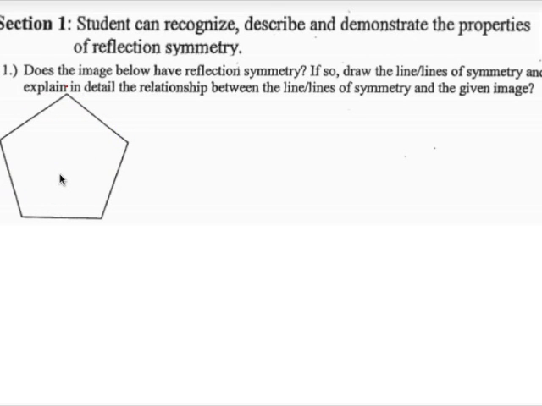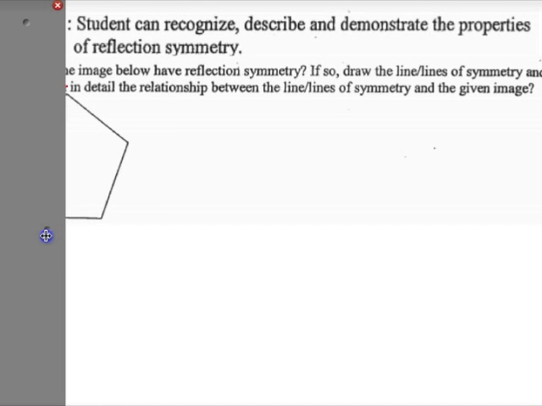And it might be a triangle, it might be a different shape. And you're going to have to look at it, and you're going to have to answer the question, does the image below have reflection symmetry? So what exactly does that mean? Well, in Smart Notebook, I'm going to put a shade on this right here. What that means is if I put a shade up to it, or a mirror up to it, would I get a mirror image?